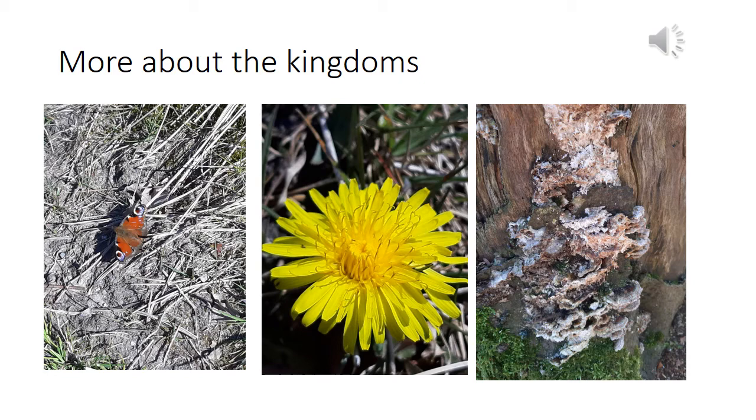And animals feed on organic matter which was created by other organisms. So if you're a herbivore, you eat plants. If you're a carnivore, you eat other animals. And if you're an omnivore, you eat whatever you want to eat. So we can't make our own energy.